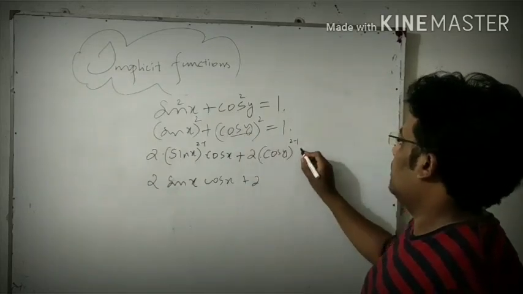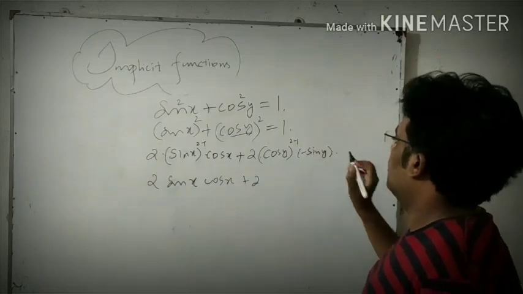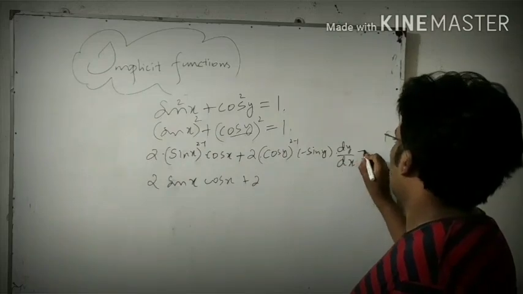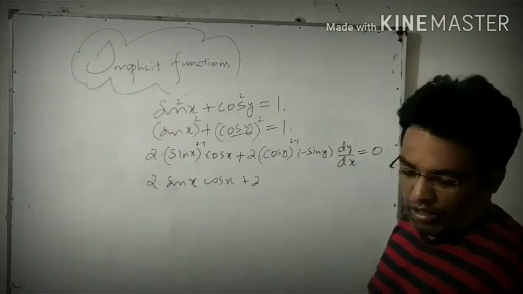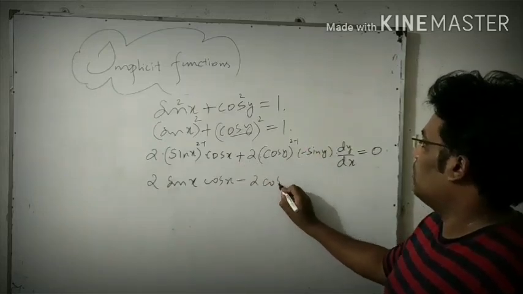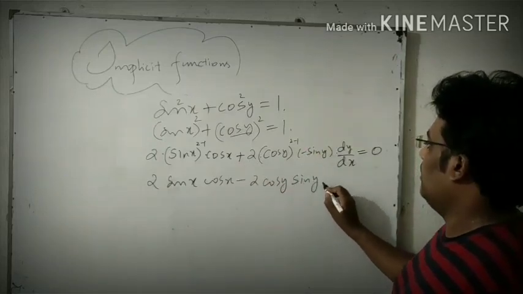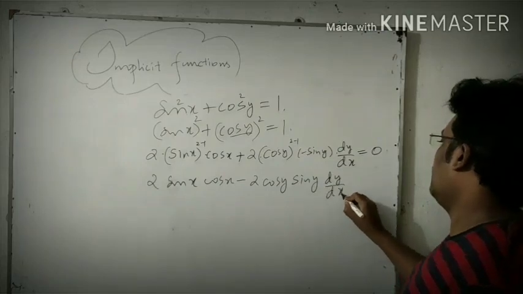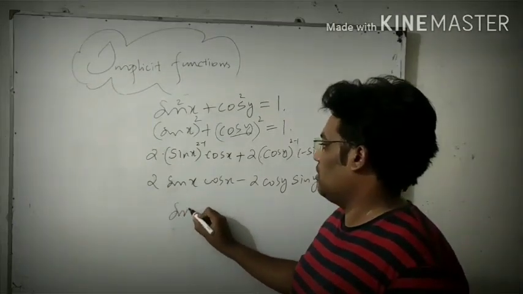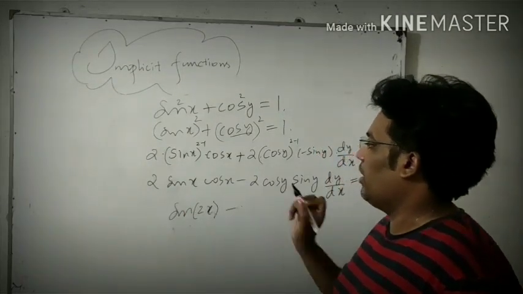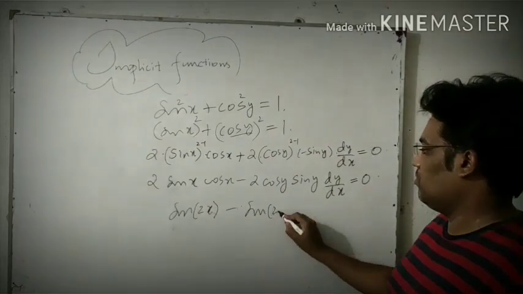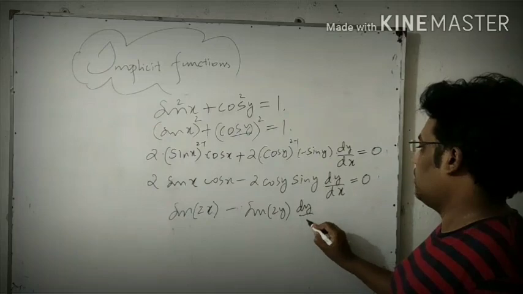Differentiation of cos y is minus sin y into differentiation of y with respect to x, which is dy by dx, equal to 0. So now we have plus into minus is minus 2 cos y sin y into dy by dx equal to 0. So 2 sin x cos x is sin 2x, minus 2 sin y cos y is sin 2y into dy by dx equal to 0.